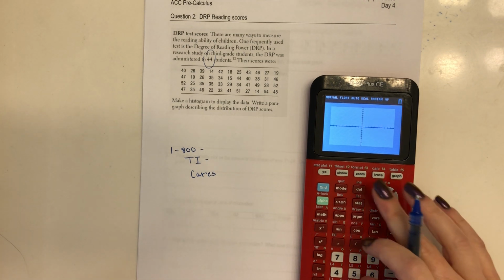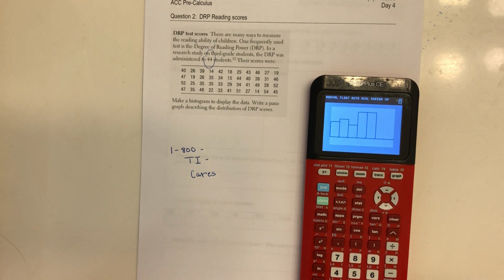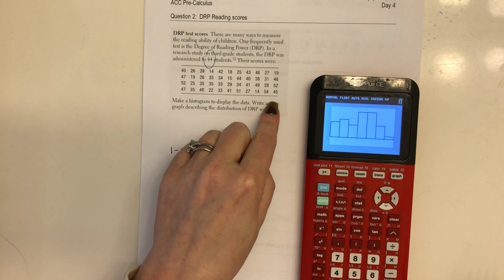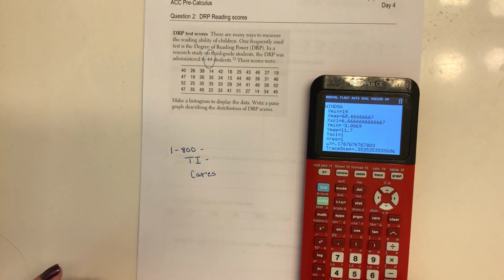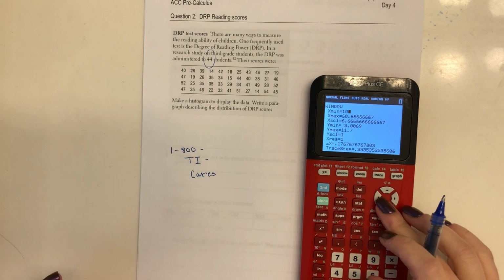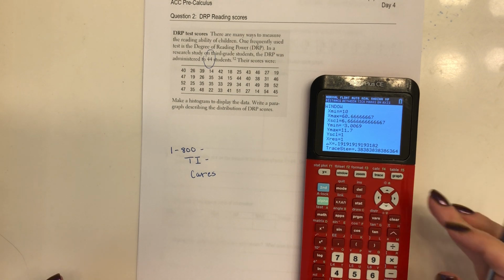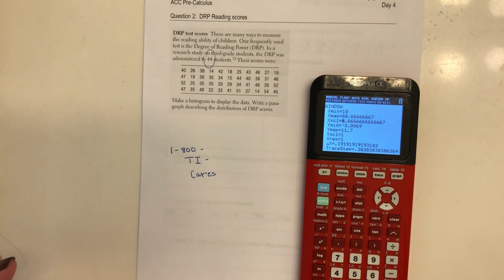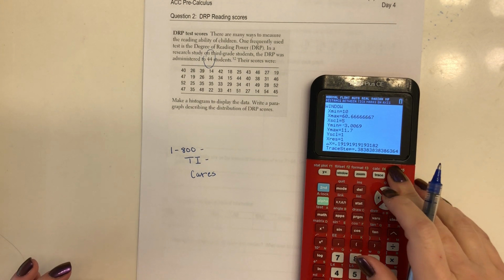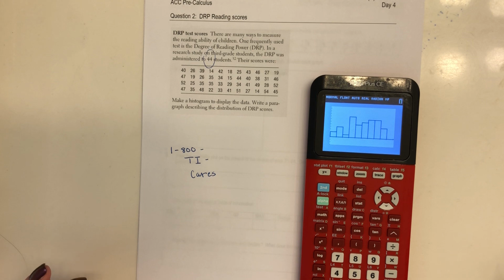Oh, I don't see anything. Zoom 9, and there is my histogram. Now I've got some choices with this. If I were making this histogram by hand, I would probably count by 5s. So I'm gonna come over here and make this into a 10, and then I'm gonna change my X scale. Instead of being 6.666 units, which I don't even know what that is, I'm gonna change it to 5, and then I'm gonna look back at my graph.